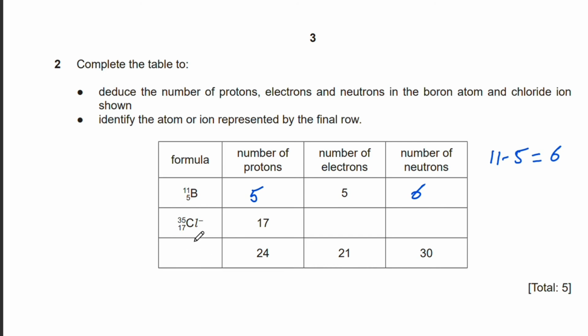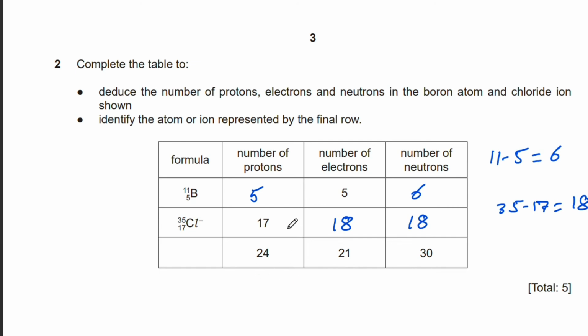Now chlorine. Now this is an ion, as you can see, Cl minus. It's a 1 minus ion. So number of protons is 17. Number of electrons will be 1 more. Minus means it has 1 electron more, so you write here 18. Number of neutrons, that will be 35 minus 17, which is 18 only. So number of neutrons is 18.